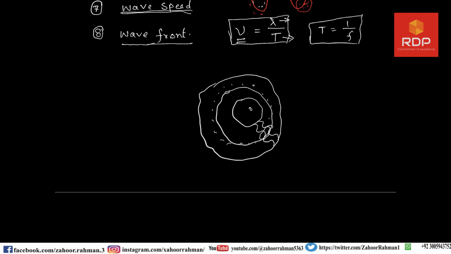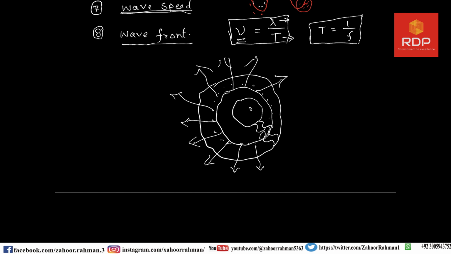So a wavefront is an imaginary line on a wave that joins all points which have the same phase of vibration. For example, a wavefront can be drawn by joining all the crests of a wave. The direction of wave travel is always perpendicular. This is the direction of wavefront. So it will always be perpendicular to the wave motion.